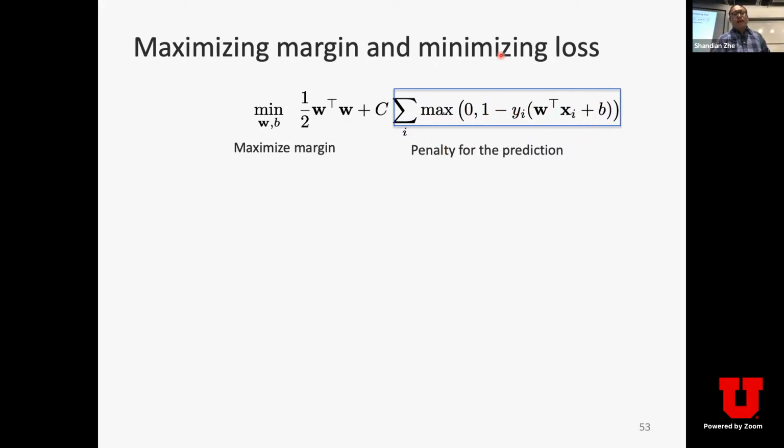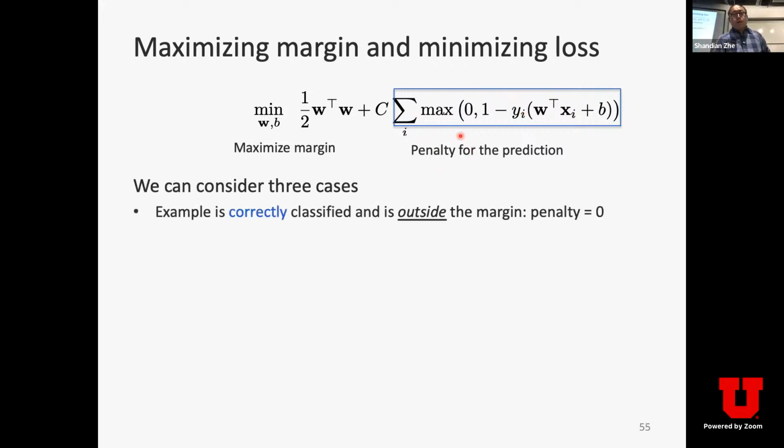So you can see that the second term actually gives us some penalty for the prediction, right? So we can consider three cases. First, for any example i, if it can correctly classify, and also is outside margin. So that means this function margin will be bigger than or equal to 1, right?